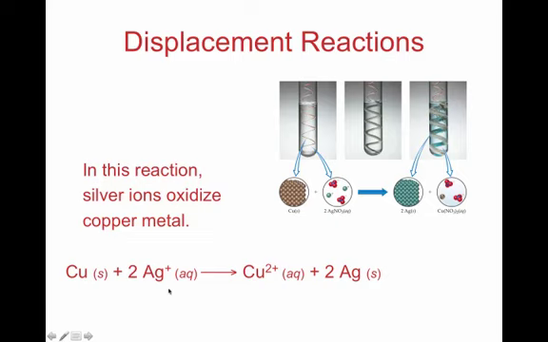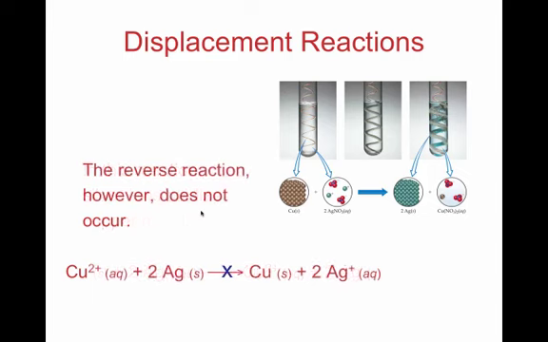Now, we typically say that silver is oxidizing the copper metal. Silver is oxidizing the copper metal because copper is losing the electrons, it is becoming oxidized. So the oxidizing agent, or the thing that is causing it to become oxidized, is the silver ion. Now, the reverse reaction will not occur. The silver will not replace the copper and go back the other way.